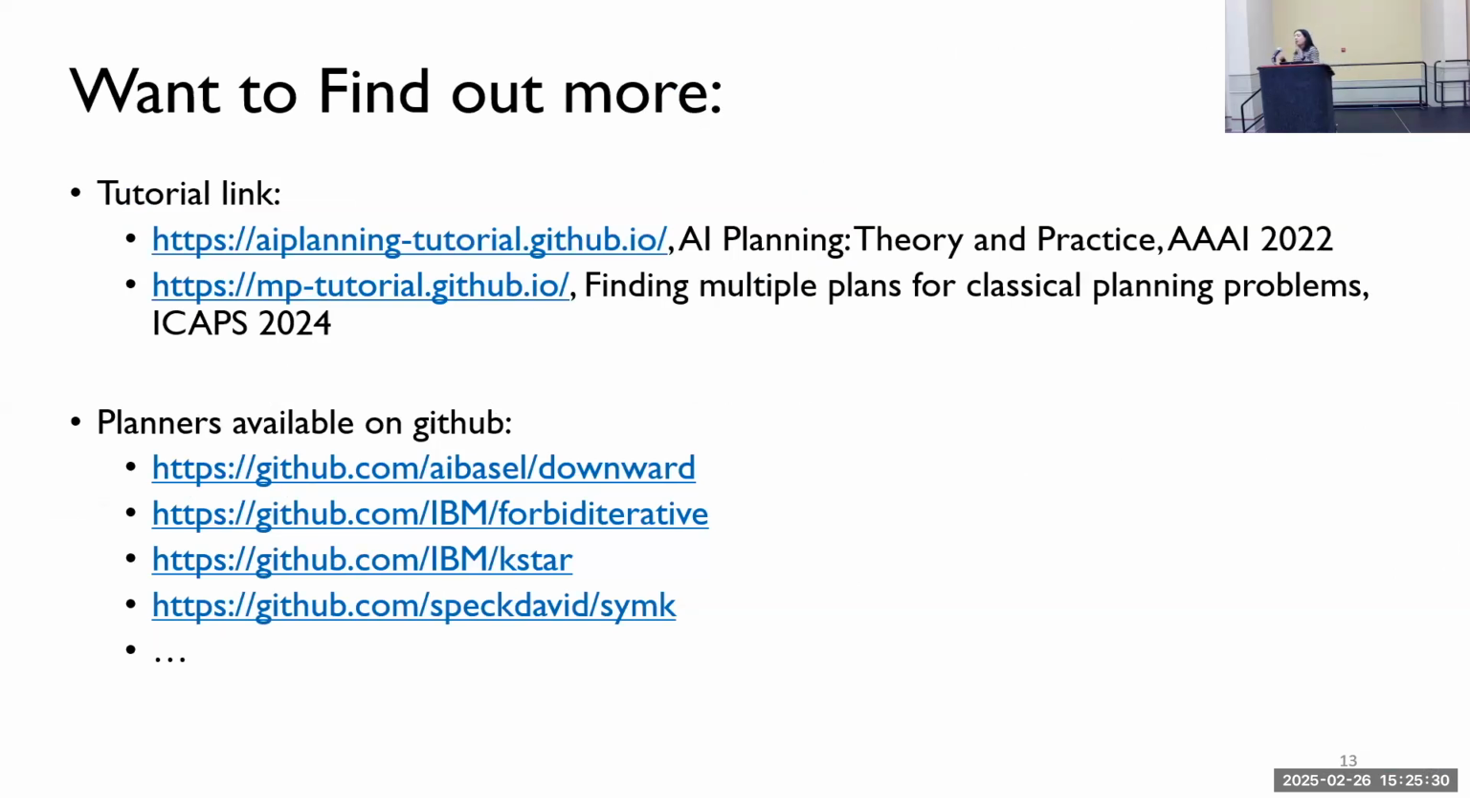If you want to find out more, again, this was a very brief tutorial. We've given tutorials on AI planning in the past, and you can look at some of those that I highlighted. Planning theory and practice was given at AAAI 2022. There's also a tutorial we gave last year at ICAPS that's all about finding multiple plans. I only highlighted a few of those problems, such as top-K planning, diverse planning, or top-quality planning, and that tutorial will give you much more depth into those problems. And as I said, there are many, many planners out there. Here, I'm just outlining some of them, and they are available on GitHub for you to use. Okay, that's it. I'll take questions. Thank you.